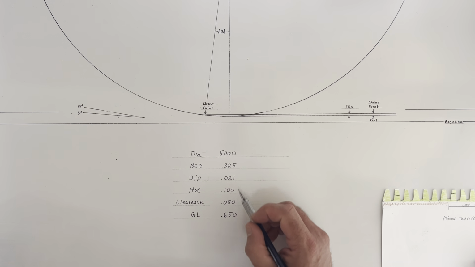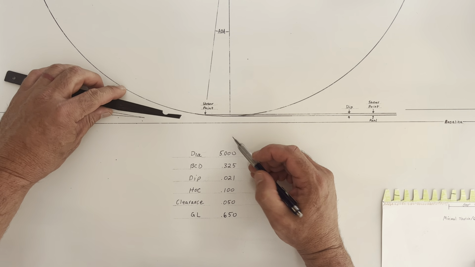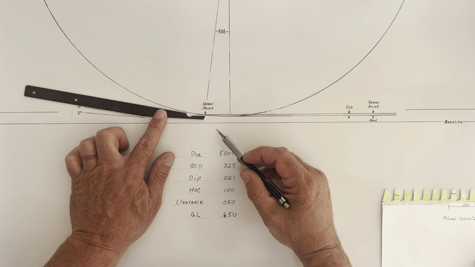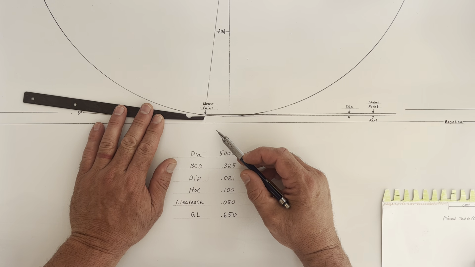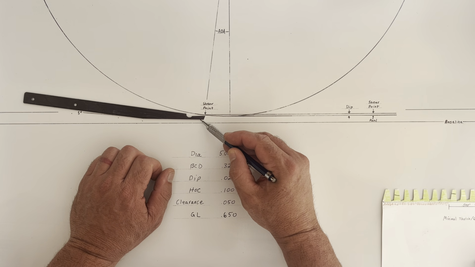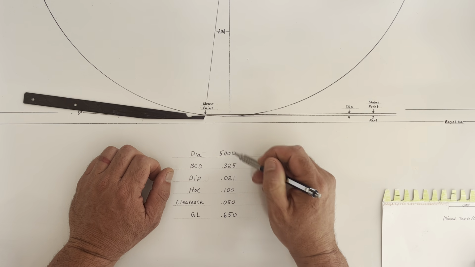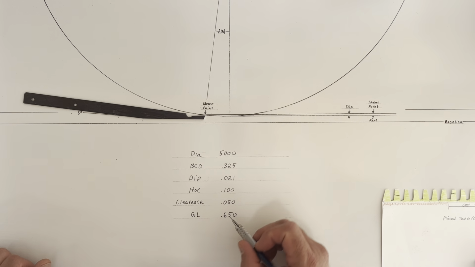The clearance is the distance from the baseline to the bottom of the bed knife. This bed knife has the attitude of approximately 5 degrees. So the distance between the baseline and the bottom of this bed knife is 50, which is about half of the bench height of cut.